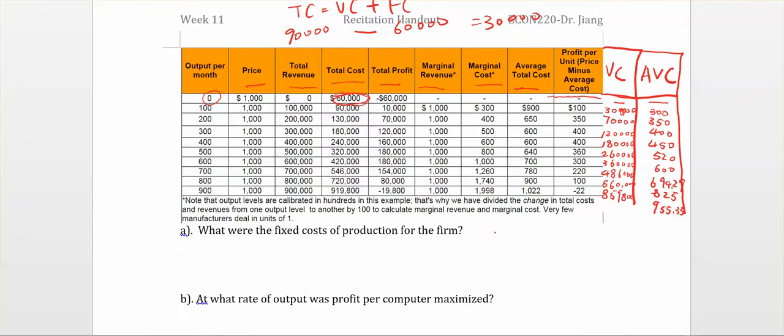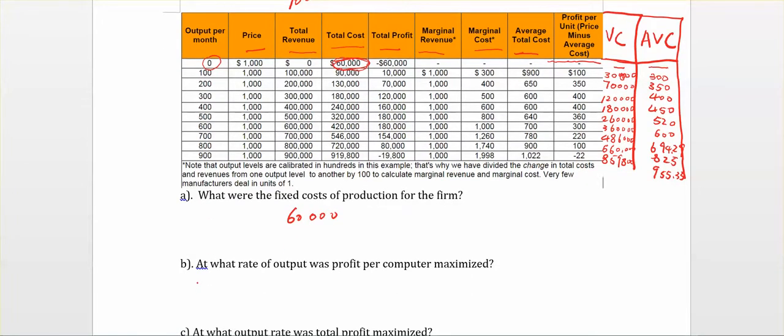So now let's look at the first question. What were the fixed costs of production for the firm? As I just mentioned, when we have output equal to 0, the corresponding total cost is our fixed cost. So that is $60,000.